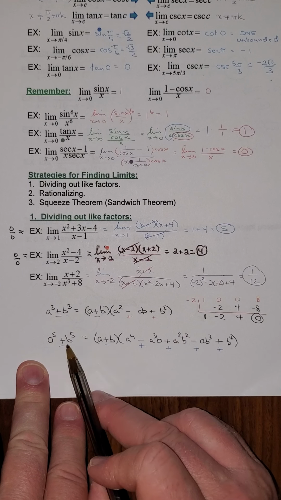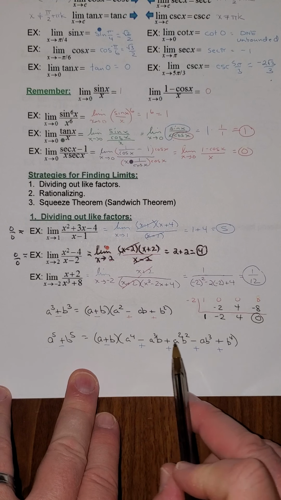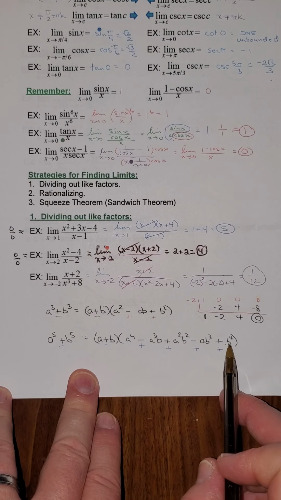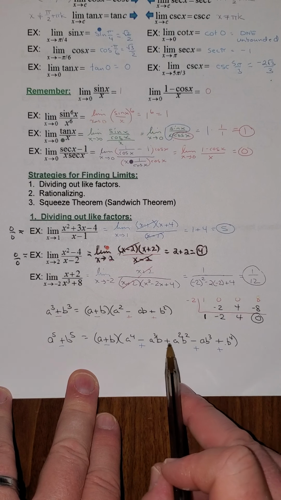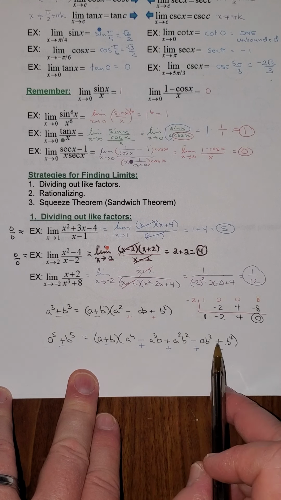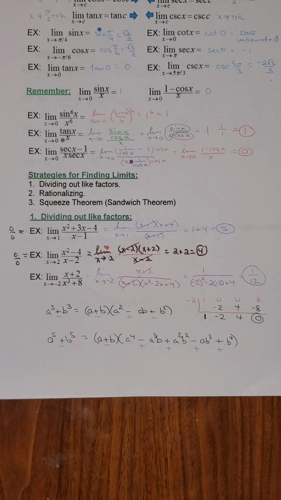If it's a to the 5th and b to the 5th, it starts out a plus b. A to the 4th, a to the 3rd, a squared, a to the first, a to the 0. Go backwards. B to the fourth, b to the third, b to the second, b to the first, b to the zero. If it's plus, they alternate. If it's minus, they're all plus. That works for any odd powers in factoring.